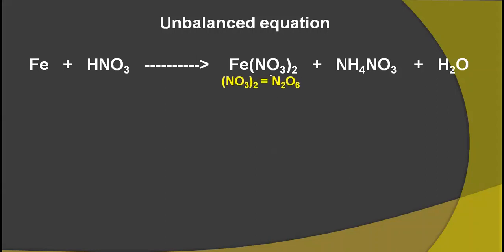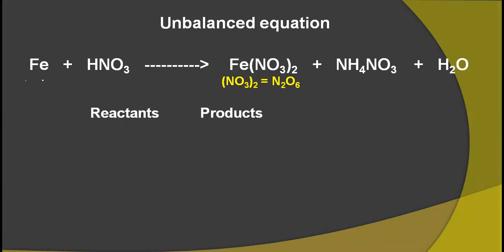Remember, (NO3)2, if I expand this, I'll be getting N2O6. The number 2 that you find in the subscript of the radical NO3, the nitrate radical, is common for nitrogen as well as oxygen. So (NO3)2 on expansion is going to give me N2O6, which implies there are 2 nitrogen atoms and 6 oxygen atoms. Okay. Now we will just check whether this is a balanced equation or an unbalanced equation.